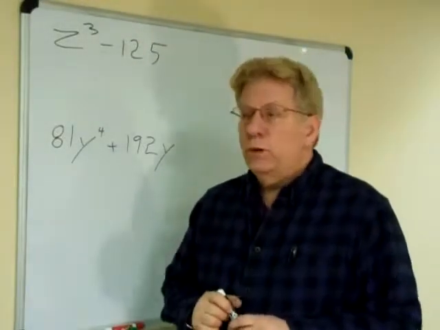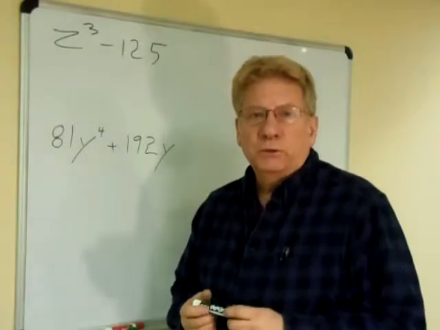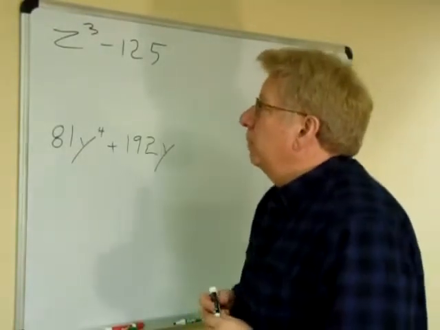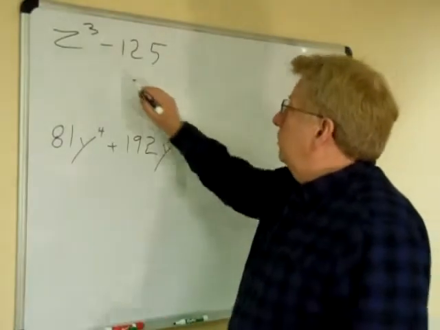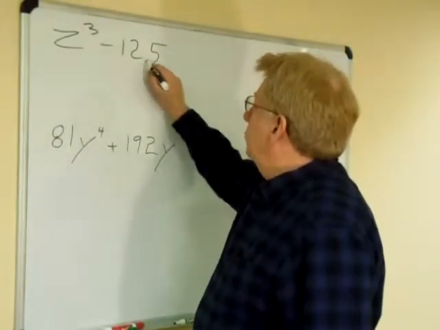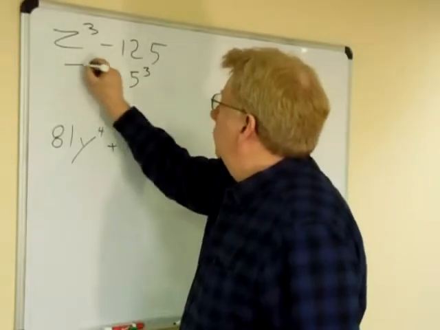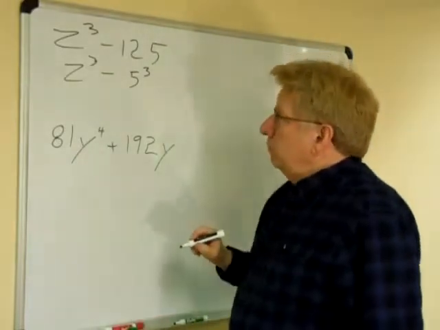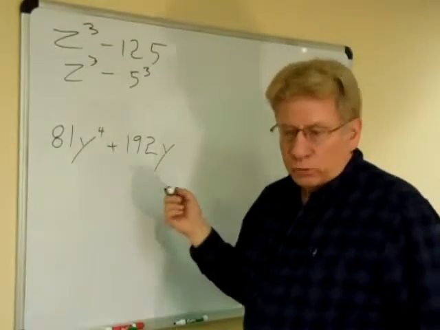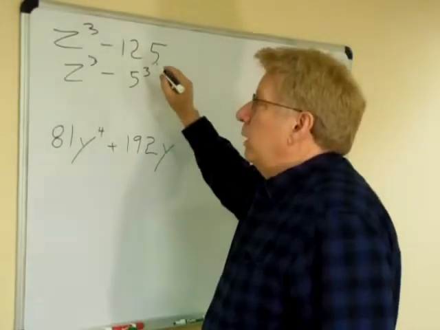Okay, for these examples, we're still looking at special factoring products or special factoring patterns. Here we have a z cubed, and 125 is just 5 cubed. So we have z cubed minus 5 cubed. For this we can still use that pattern that we've developed for the minus.